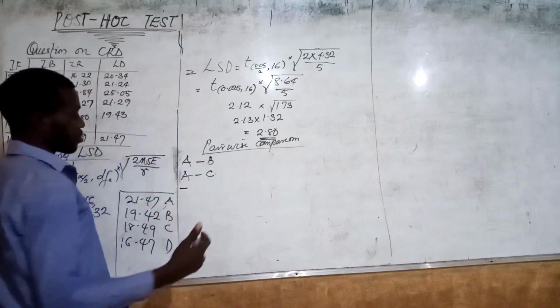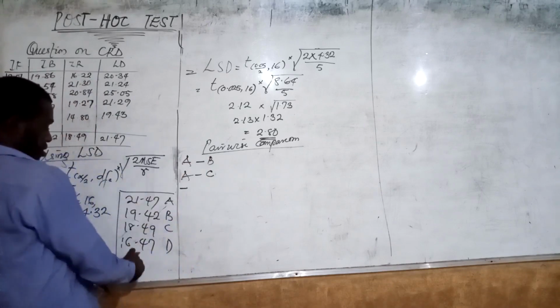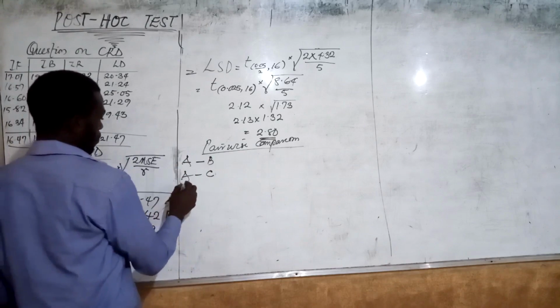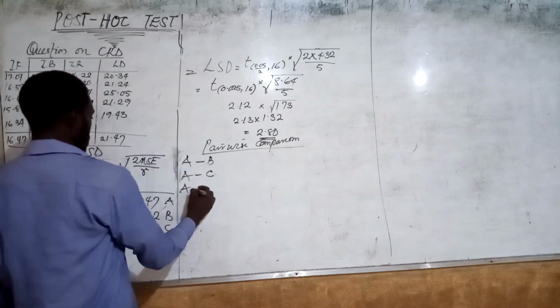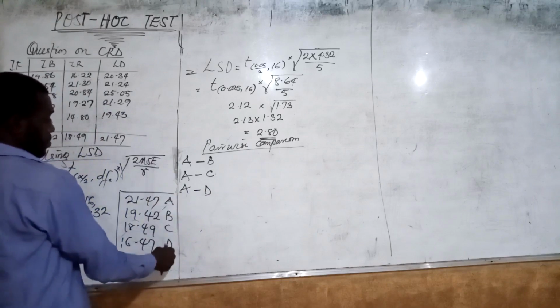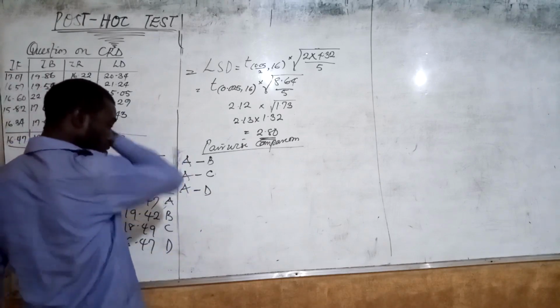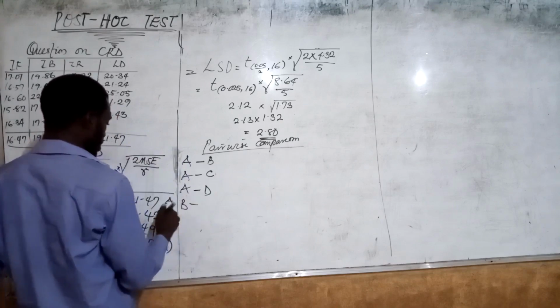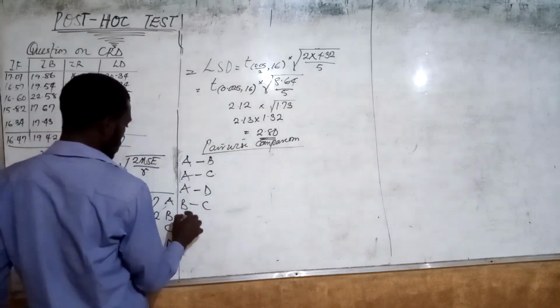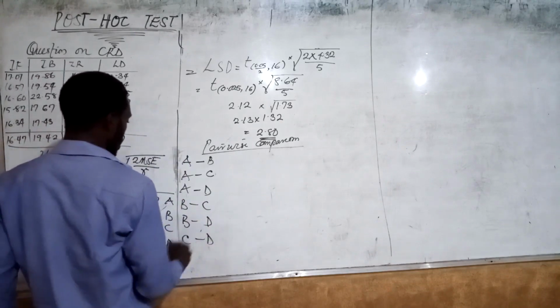You can do it any way you want, but you can start with A minus the rest. But I want to go in this order. A minus B, A minus C, A minus D. Then A has been compared with all of these three. We move to the next one, which is B. B minus C, B minus D. Then we go to the last one, C minus D.